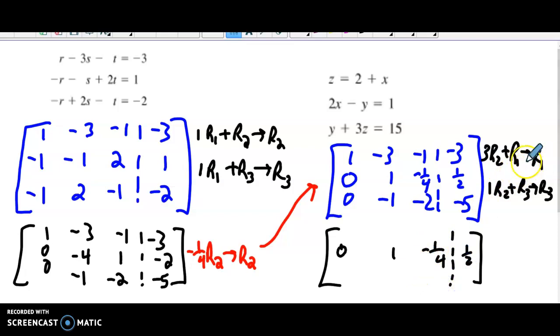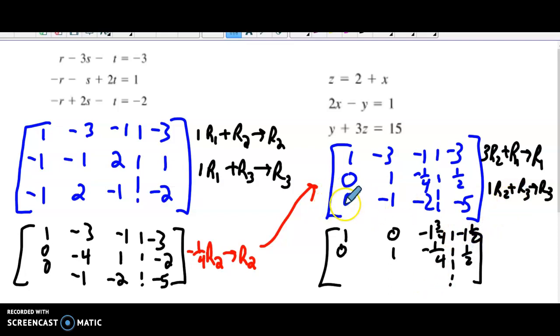But for my new row 1, I take 3 times row 2 plus row 1. 3 times 0 is 0, plus 1 is 1. 3 times 1 is 3, plus negative 3 is 0. 3 times negative a fourth is negative 3/4, plus negative 1 is negative 1 3/4. 3 times a half is 1 1/2, plus negative 3 is negative 1 1/2.